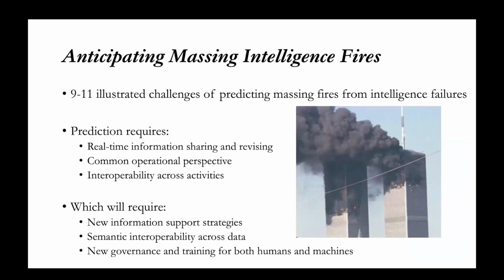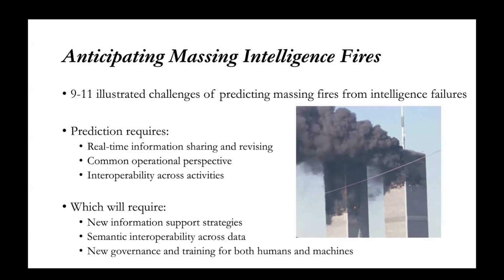Massing fires is not just something that happened in 1779 or the need for it. I mean, anticipating, how do we anticipate is a thing. Massing intelligence fires now. We should be able to do that, right? 9/11 illustrated challenges of predicting such things out of intelligence failures. We want to get ahead of this. We want to be able to not just mass the fires ourselves, but also react or anticipate when massing fires might be coming our way.